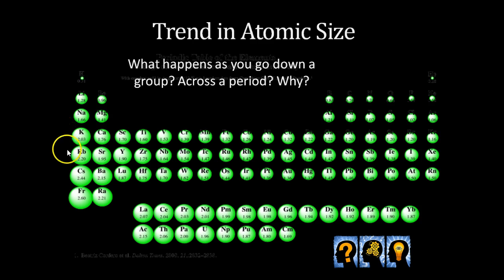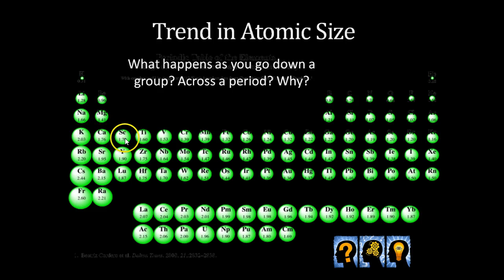So two reasons it gets bigger as you go down: electron shielding. Electrons are shielding the outer electrons, allowing them to get farther and farther away from the protons. And also that added energy level is going to make it a little bit bigger. Now if you remember, a period is all the same energy level. So for fourth down here, the outermost energy level is the fourth energy level.